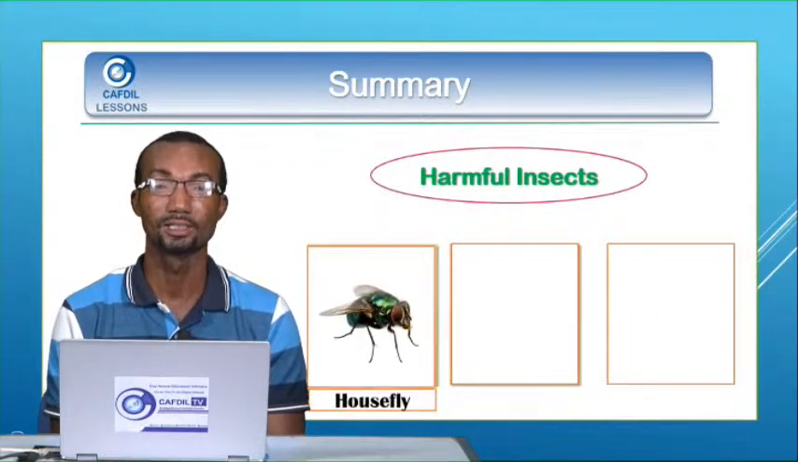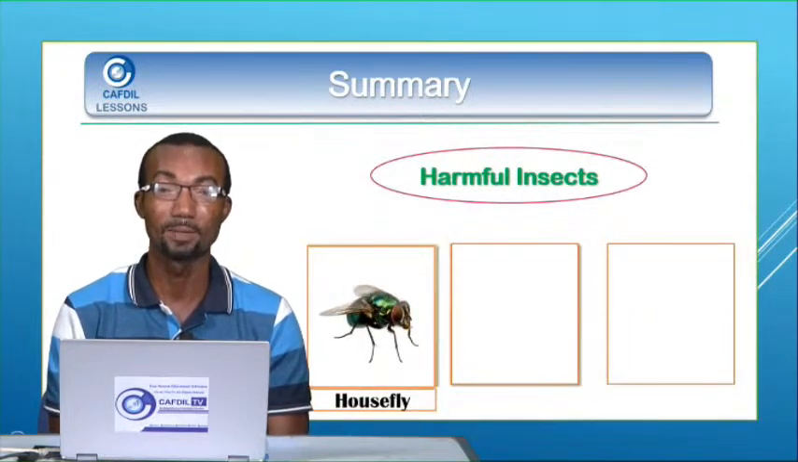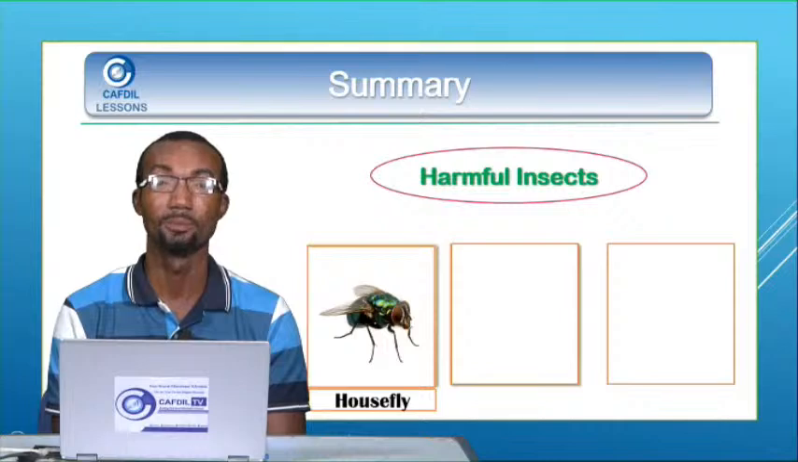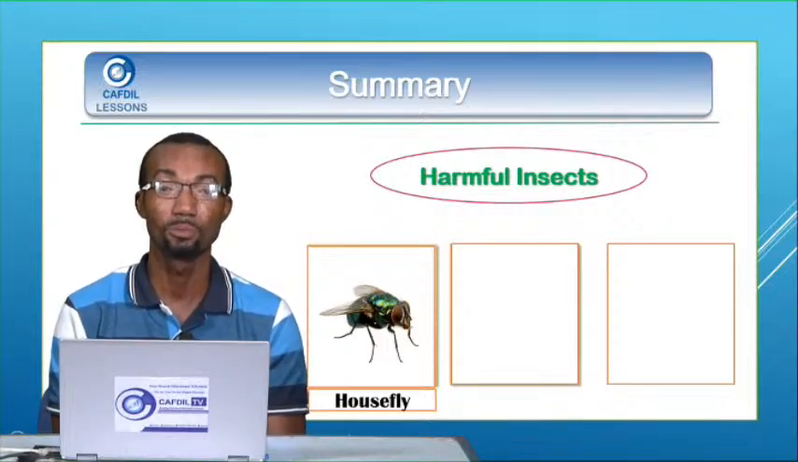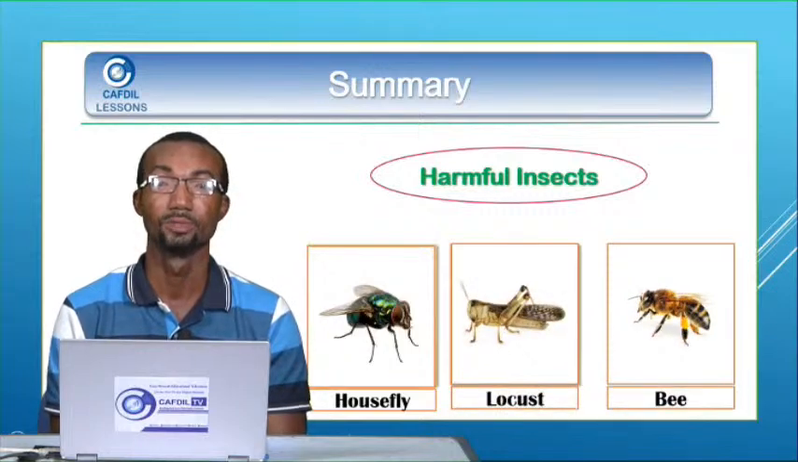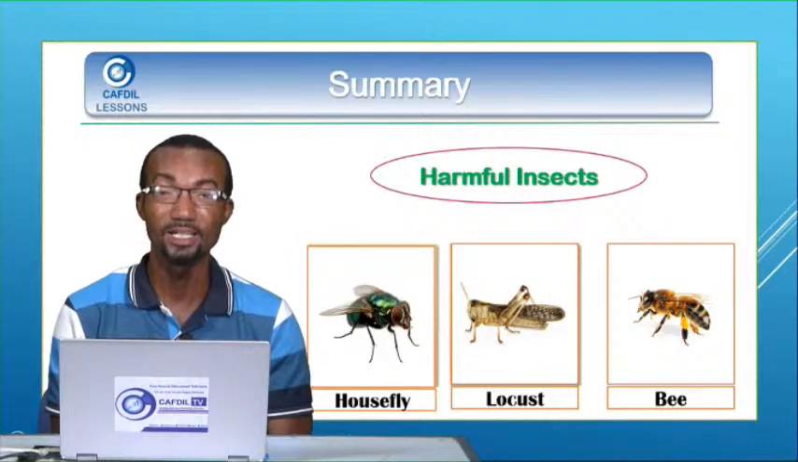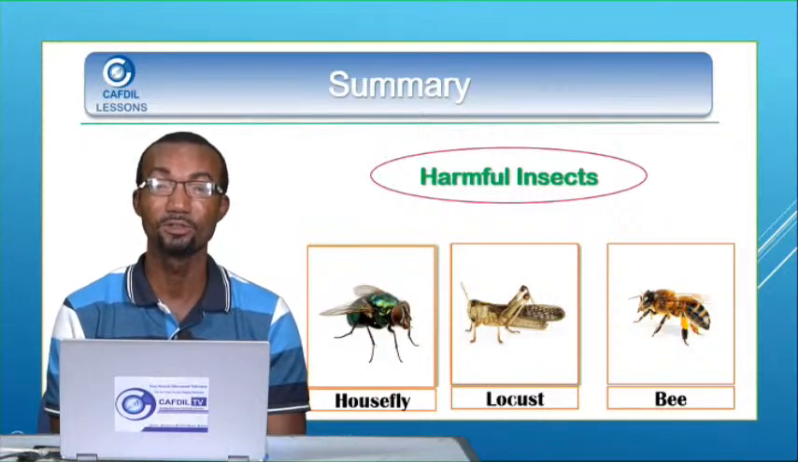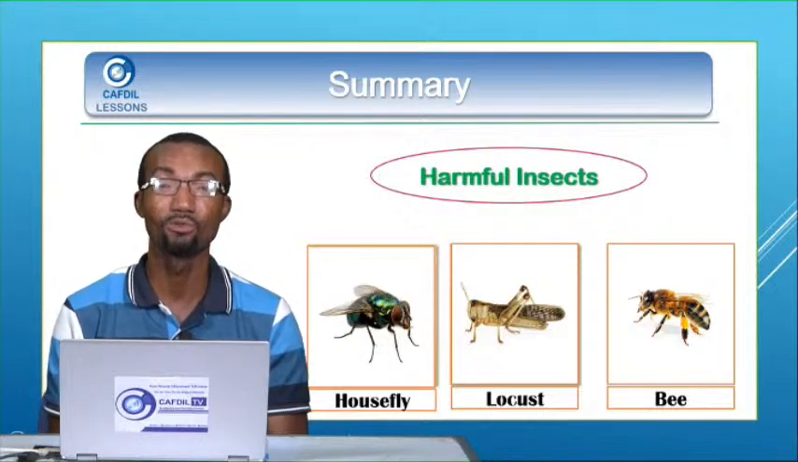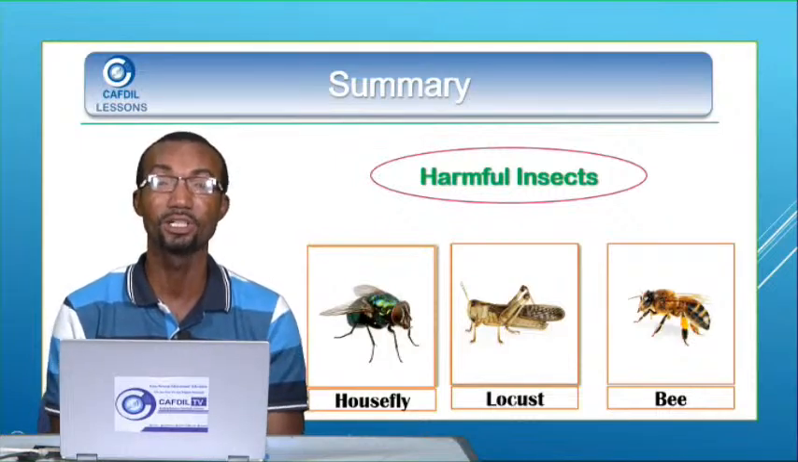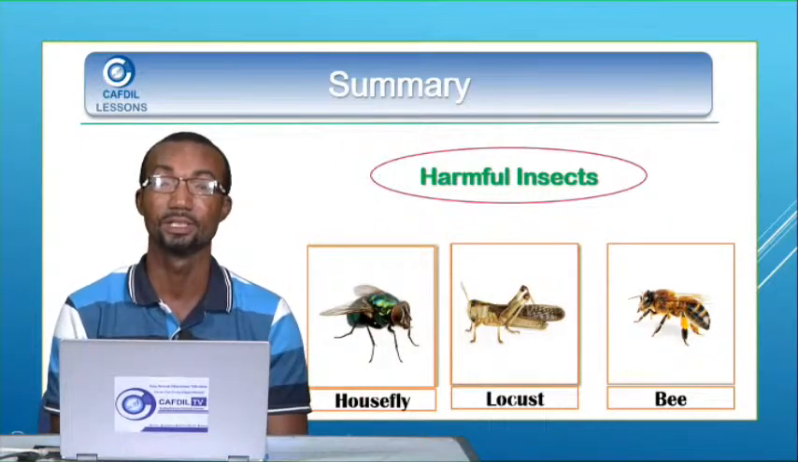We also looked at the housefly that can contaminate our food by defecating on it, giving us dysentery or food poisoning. The locust also destroys our farm. They just eat the leaves of the plant, and you know that plants need these leaves to prepare their own food because they trap sunlight for photosynthesis. So if they eat all the leaves, they have killed the plant.